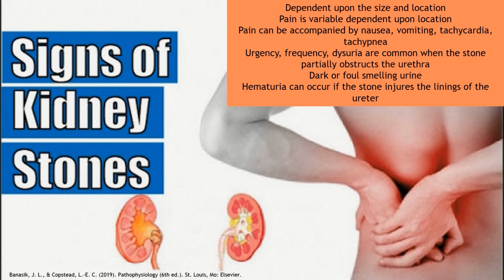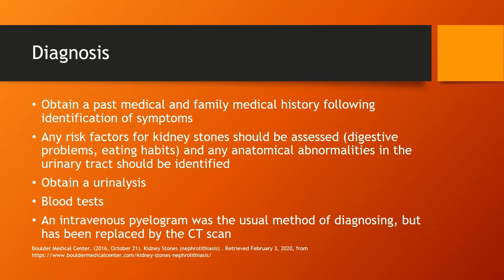For diagnosing kidney stones, urinalysis will typically be ordered to identify any concomitant infection and the urinary pH, which affects crystallization. Blood tests can also provide further information on if there's additional problems going on with the kidneys. We always want to get a past medical and family medical history. That will help determine if it is a kidney stone.